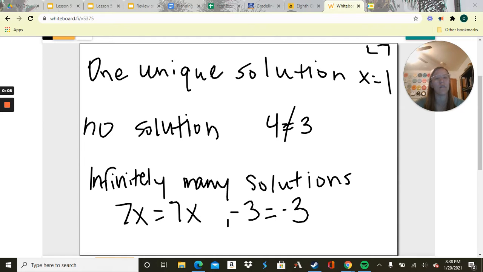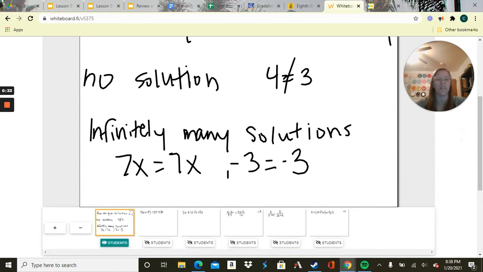So lesson 7 was classification of solutions. So we had 3 of those. The first one was one unique solution. So for example, x equals 1. Next we had no solution. So for example, you end up with 4 on one side, 3 on the other. They do not equal each other. And last, infinitely many solutions. So for example, we had the one problem where if we did it one way, we got 7x equals 7x. The other way, -3 equals -3.